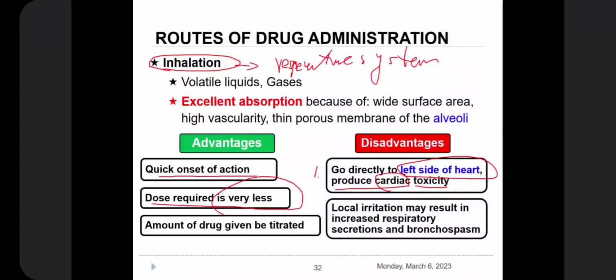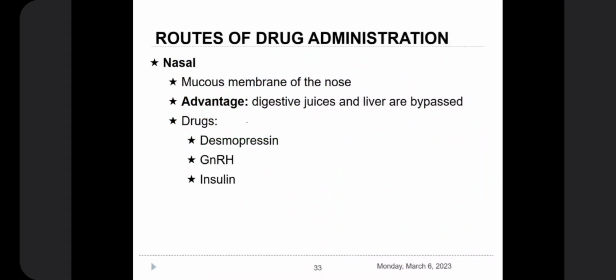If you give a drug that has cardiac toxicity, you need to notice the problem. It also produces some local irritation, and results in increased respiratory secretion and bronchospasm. So the disadvantages of inhalation are cardiac toxicity and problems in the respiratory system. This is the disadvantage, but it is very quick and has excellent absorption. Next one is nasal. The drug will enter through secretion from the mucous membrane of the nose.